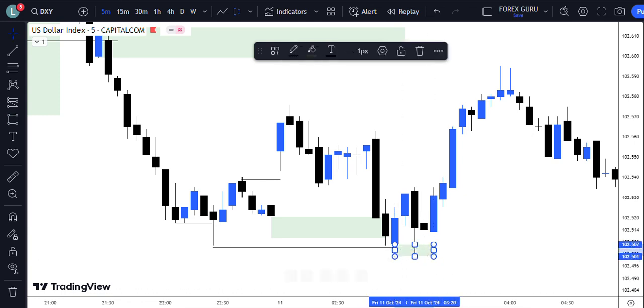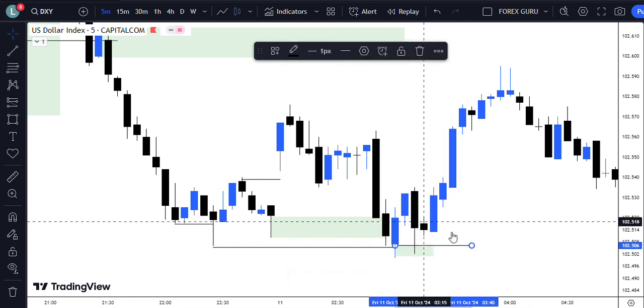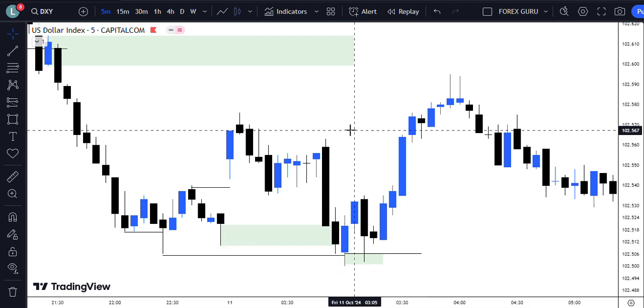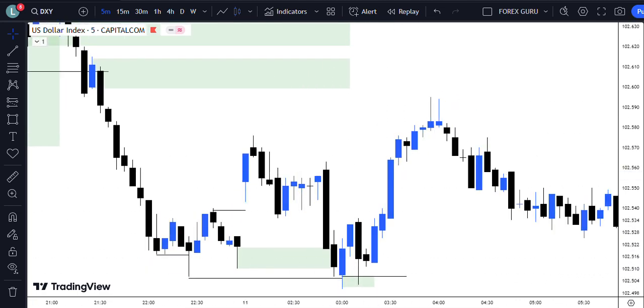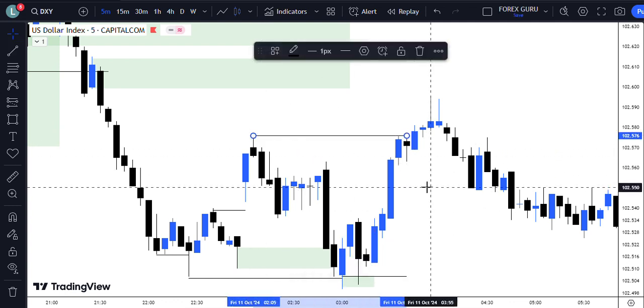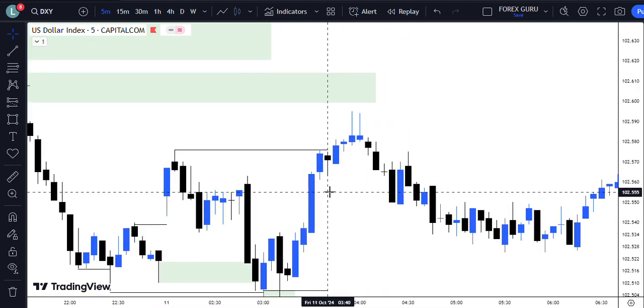This was supposed to be a very good entry. Very good entry and very good confirmation that the price was preparing itself to do what, to go up. Okay, this was supposed to be the target. The price was able to come to the zone, and the price, it didn't even make a touch.